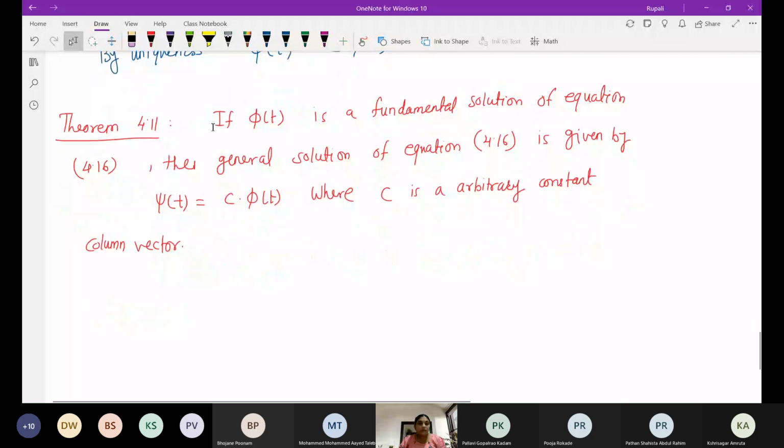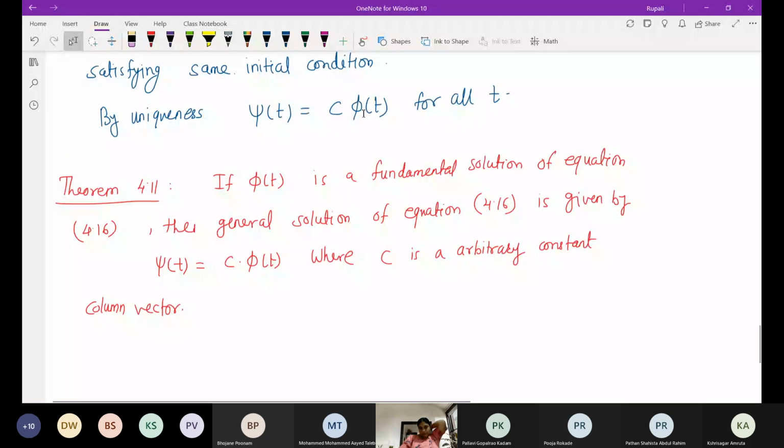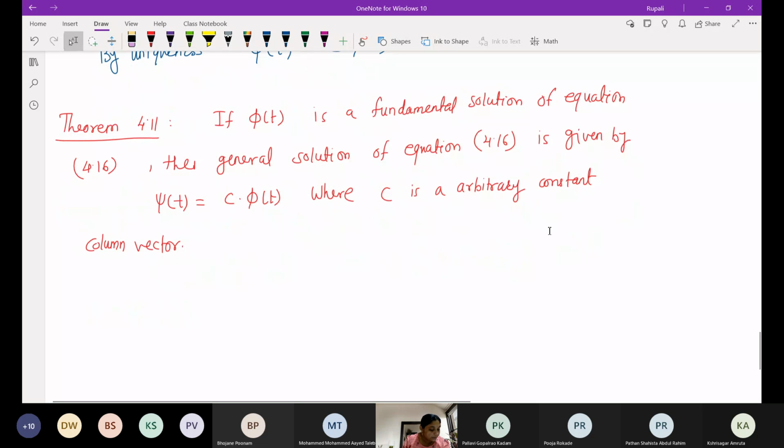If phi t is a fundamental matrix, then psi t will be a fundamental matrix such that psi t is equal to C times phi t, where C is a non-singular matrix. Now if phi t is a fundamental solution of equation 4.16, then its general solution will be C times phi t, where C is an arbitrary constant column vector. Is that okay?